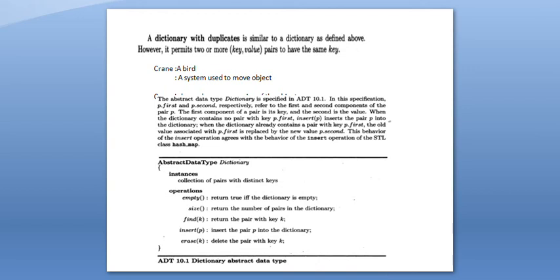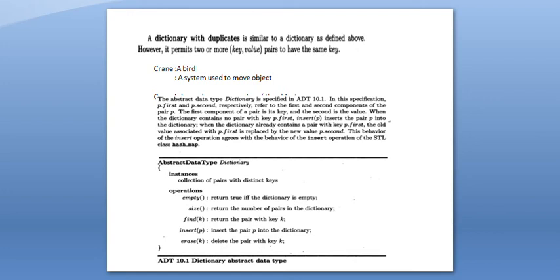Unique keys. Fine. So just observe: empty, size, find, insert, and erase. What empty does is return whether the dictionary is empty. Size computes how many pairs you have. Find returns the pair with key k, and insert adds a pair into the dictionary. Erase deletes a pair with a particular key.